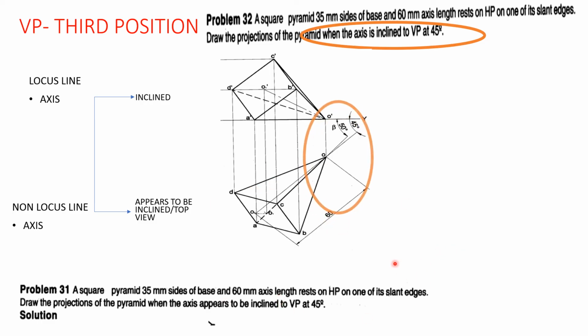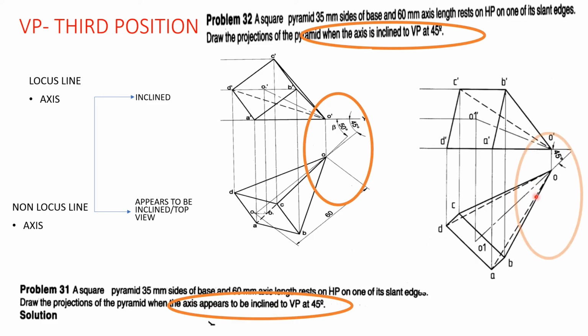And the second condition will be, you can see the changes here when the axis is inclined. When its axis appears to be inclined, it's a non-locus line problem where we are going to take just the directly given angle and rotate either a prism or a pyramid. Both will remain the same when it comes to the third position. That is what is important.